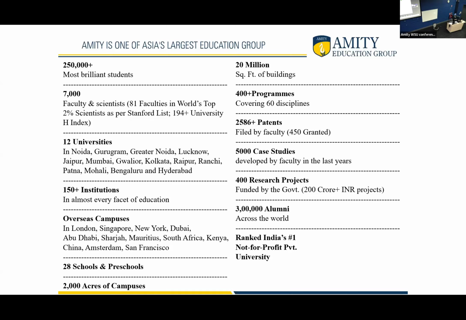We have 2 institutions in Singapore. So if you happen to be at Orchard Road in Singapore, and that's the next conference we are organizing, in Singapore next week, I'll be flying from here. And then we have a 175 acres campus in New York. We have universities in Dubai, Abu Dhabi, Sharjah, Mauritius, South Africa, Kenya, China, Amsterdam, and San Francisco. 28 schools and preschools, which are very prestigious schools in India and abroad.